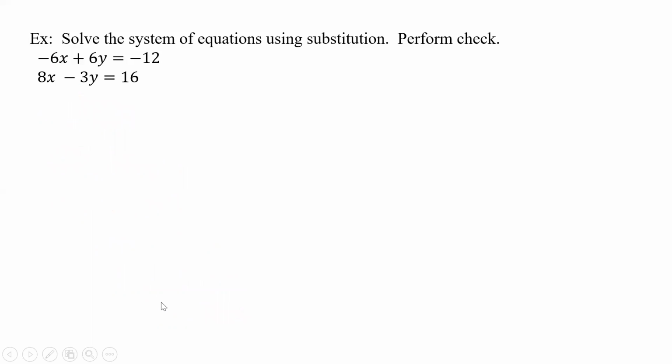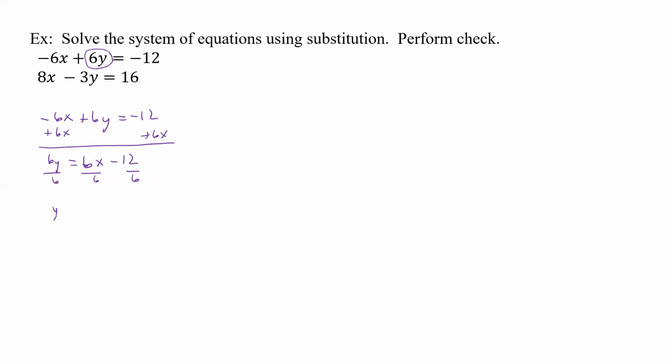All right, what about this one? Well, I think I might go with the top one because unless I solve this one for x, if I solve it for y, I'm going to have fractions. If I divide either one of those by 6, it's going to work. So let's solve the top one for y. So negative 6x plus 6y equals negative 12. So we'll add 6x. 6y equals 6x minus 12. Divide everything by 6. So y equals, now we have x minus 2.